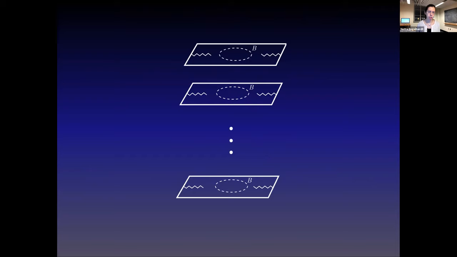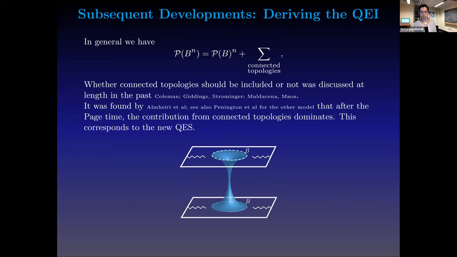So these would be the replicas of the East Coast paper. B here is the AdS boundary. So, subsequent developments deriving this quantum extremal island, quantum extremal surface formula. In general, P of B to the n. So this is n copies of B. Again, since we're not identifying the region in the gravitational region, this is just n copies of the boundary manifold B. So in general, P of B to the n is going to be some P of B raised to the power n plus connected topologies. So things like this don't factorize, and so they go into this second term here.